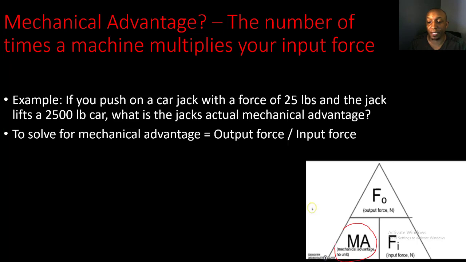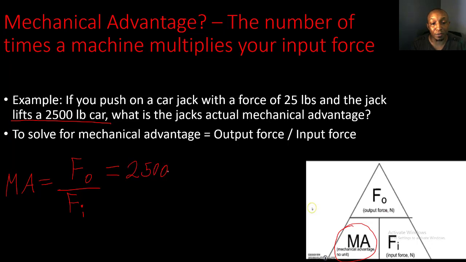So we're solving for mechanical advantage, and we will take our output force and divide it by our input force. So let's go ahead and set that up. I have mechanical advantage right here, and we have our output force divided by our input force. Our output force is being able to lift this 2,500 pound car. So the output force would be that 2,500 pounds.